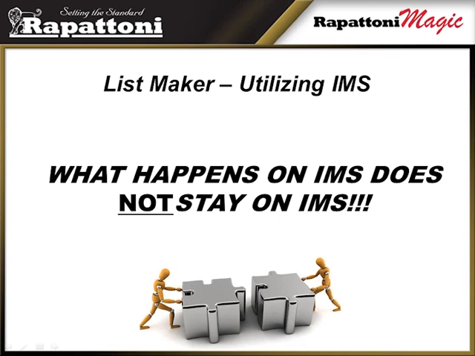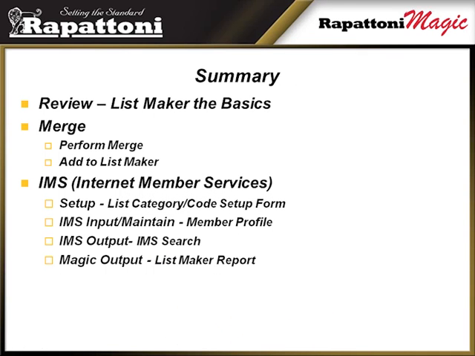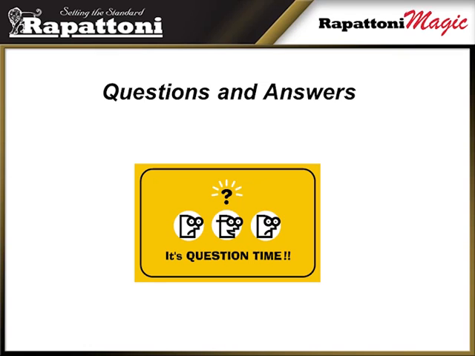Great. Excellent. So let's summarize. We talked about reviewing what we talked about last week or last session. We also went into the merge and how we auto-populate a large group of members and automatically add them to a list maker or a list. And then also we talked about IMS, or the Internet Member Services, and how that works congruently with ListMaker. We talked about the setup, the input, the output, and so forth. Now it's time for our questions and answers section.